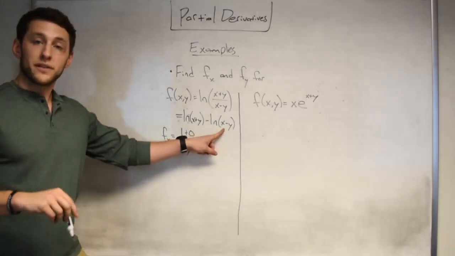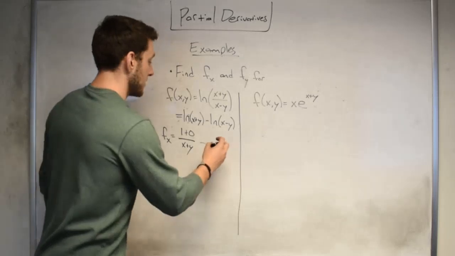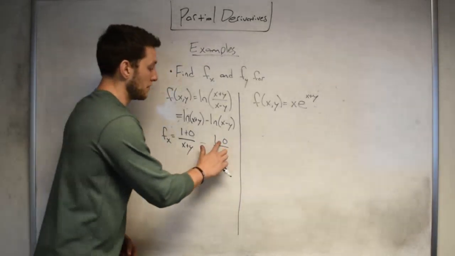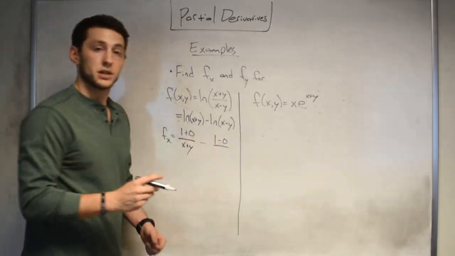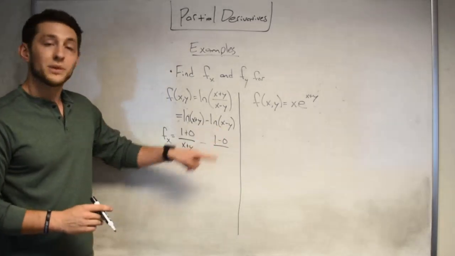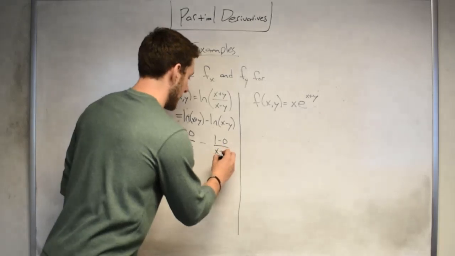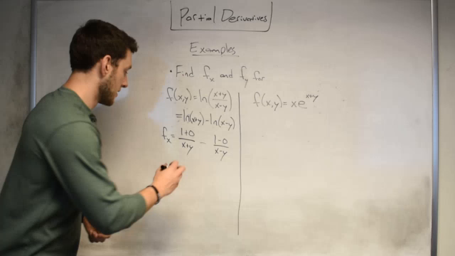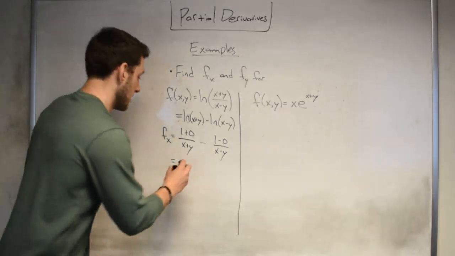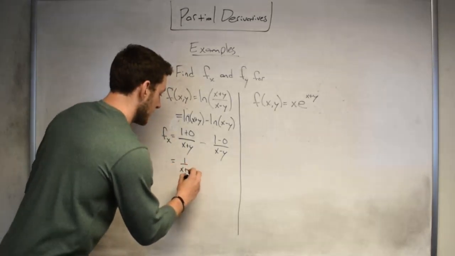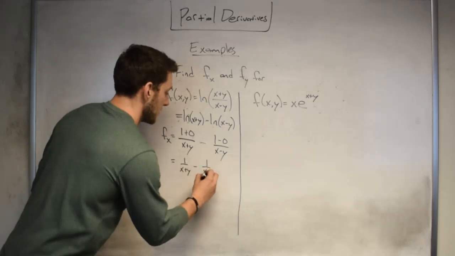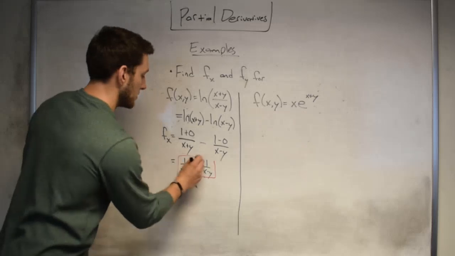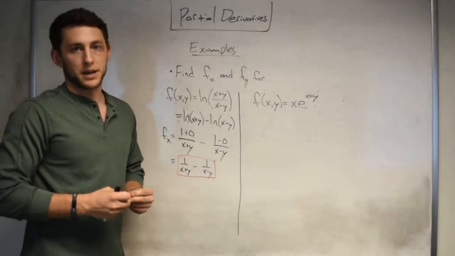Minus the derivative of the inside with respect to x is just again that 1 plus 0, or excuse me, 1 minus 0, same difference I suppose, divided by the original inside, x minus y. So the logarithm rule still persists, ultimately giving me an answer of 1 over x plus y minus 1 over x minus y. You could combine that into one fraction, but that's good enough.